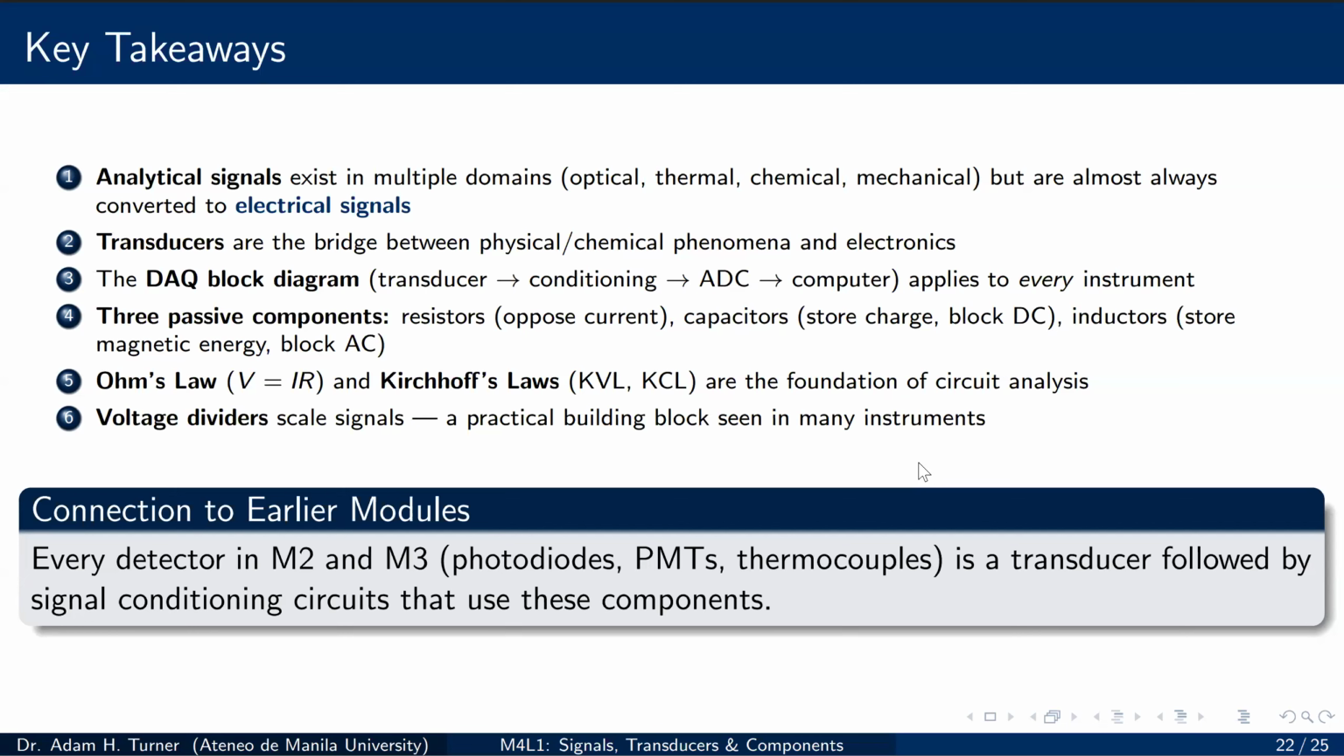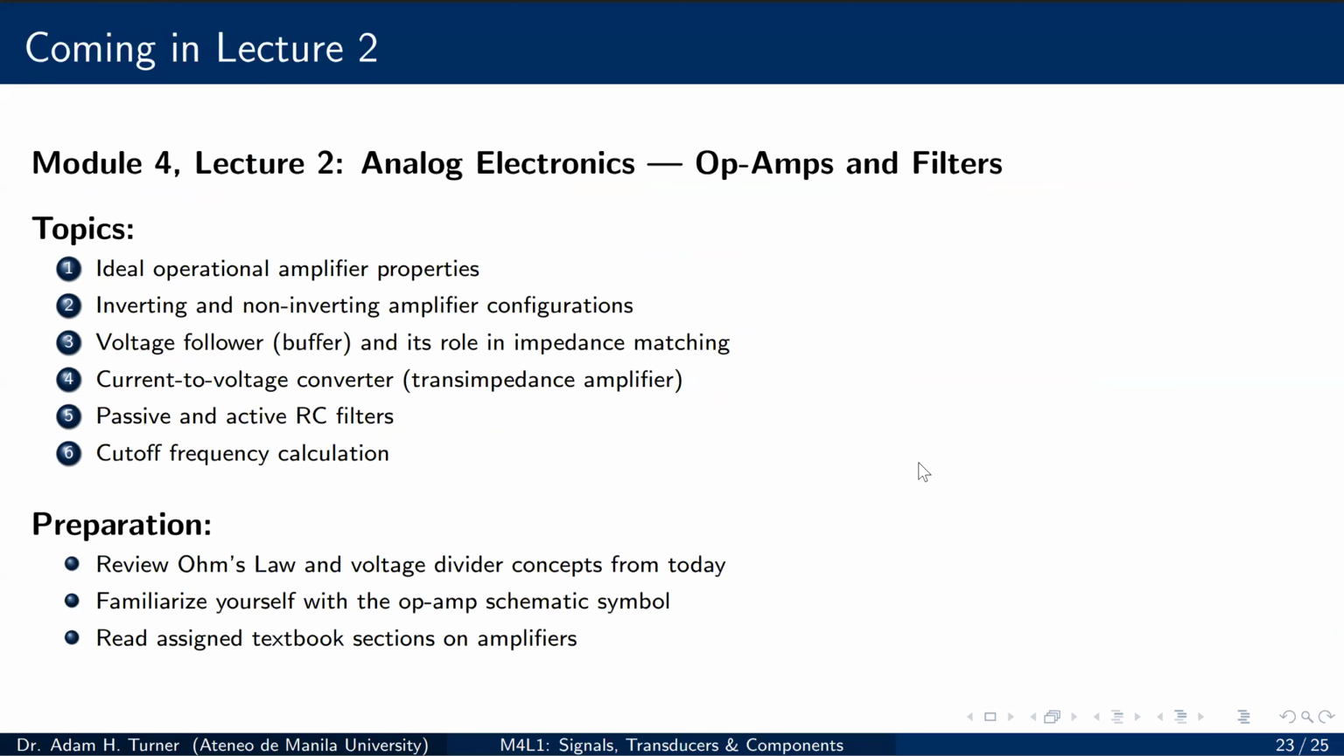And so these connect well to modules 2 and 3, where we had photodiodes, PMTs, and thermocouples. And every detector is a transducer, followed by some sort of signal conditioning. All right. Then next time, we're going to be talking about analog electronics. So that's our operational amplifiers, our op amps, and our filters.